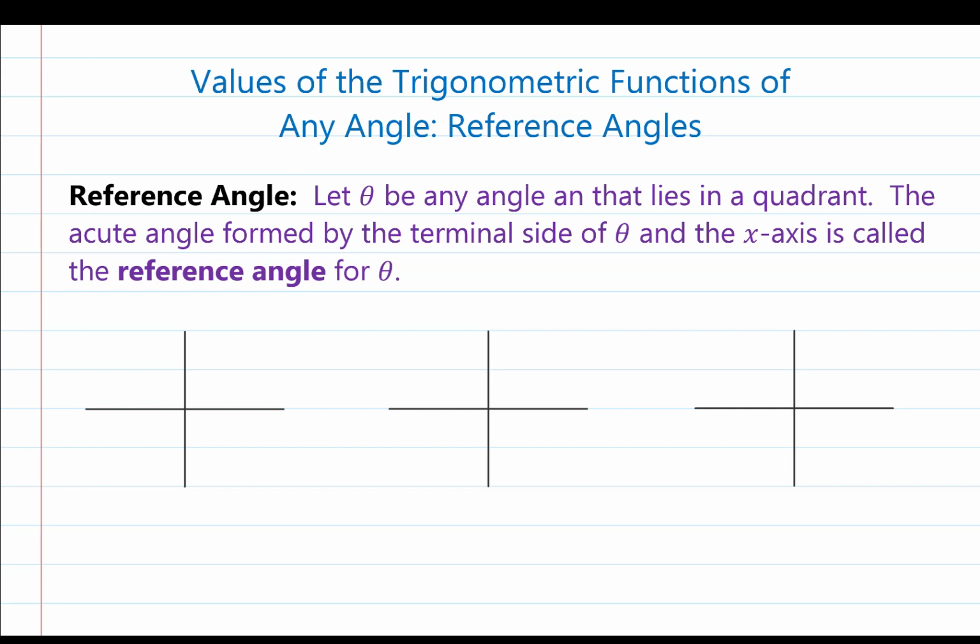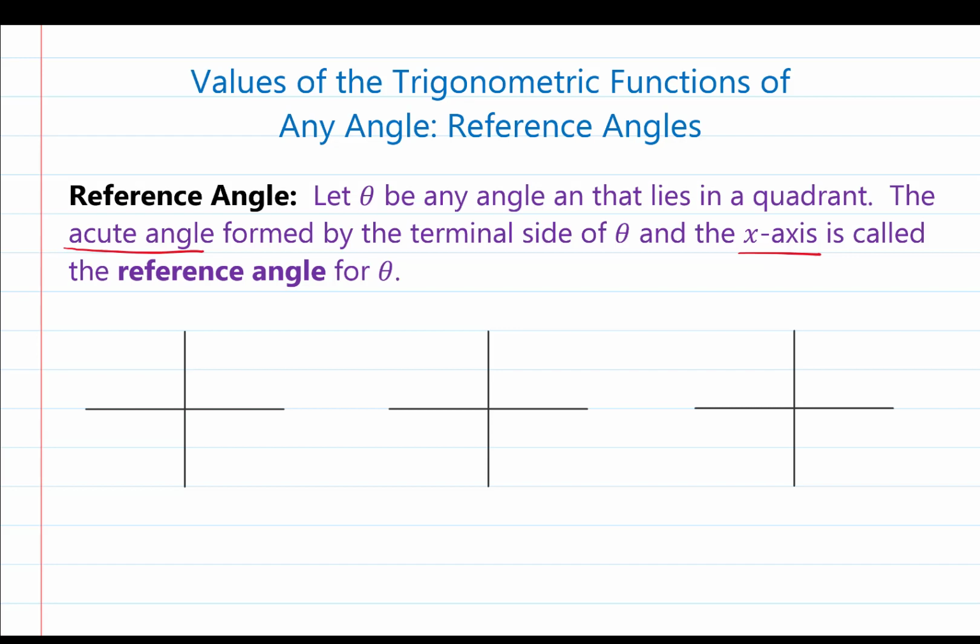So notice what it doesn't say. It says the x-axis, never the y-axis. Also, it doesn't say the positive x-axis or the negative x-axis. It's just referencing the x-axis. It's also talking about the fact that this angle is always acute, so that means less than 90 degrees. So let's look at three cases.